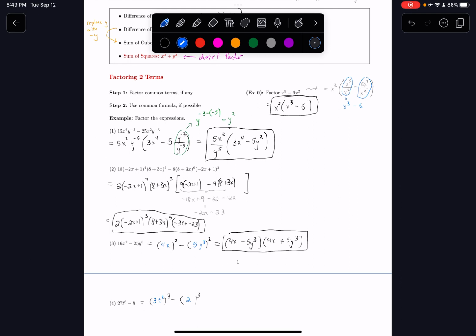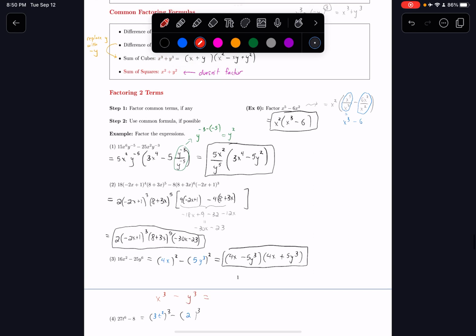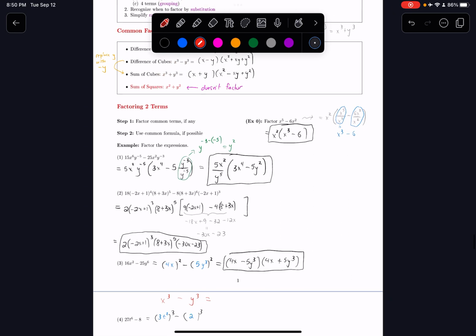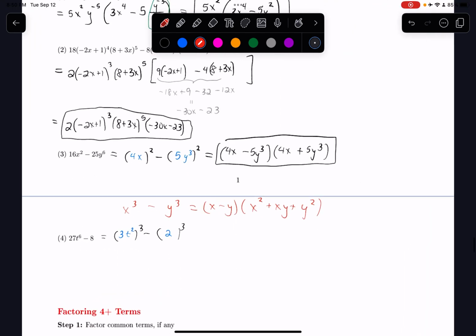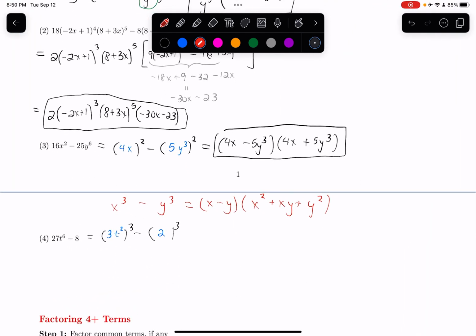So let's just remind ourselves, well, what's the difference of cubes formula? So if I have x cubed minus y cubed, just kind of copying it from up above, difference of cubes says, well, that factors as x minus y, parentheses, times x squared plus xy plus y squared. Cool. All right, so let me zoom in and use this now with the terms that we have. So I have this difference of cubes.